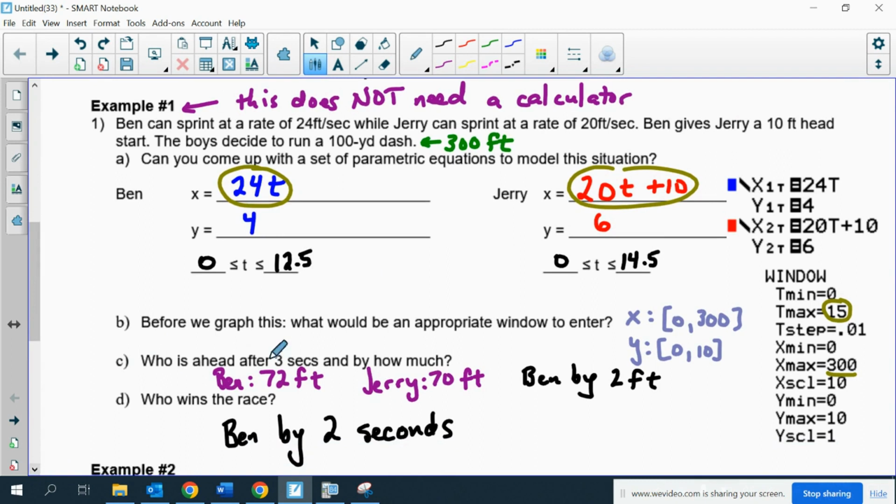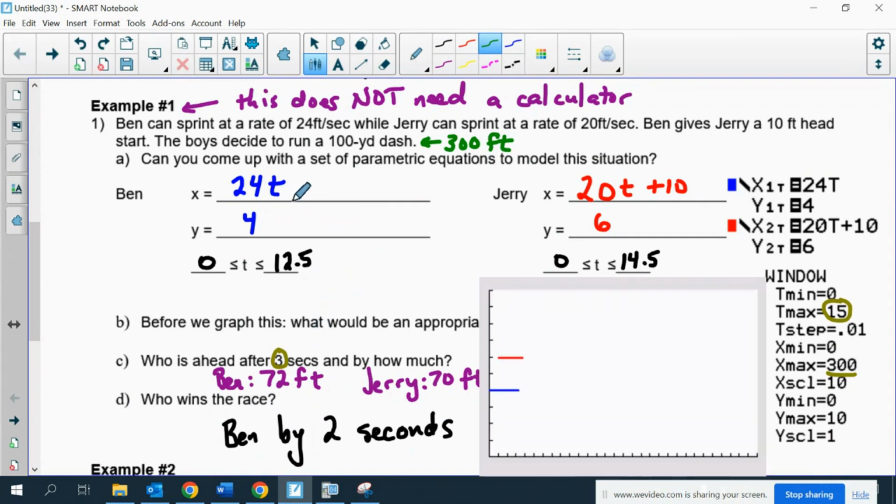So who's ahead after 3 seconds? We just substitute 3 into the equations, and you see that Ben's ahead by 2 feet. And who wins the race? Well, the answer is Ben by 2 seconds, but we can actually figure that out by substituting 300 in for x in both of these equations. So 300 equals 24t.